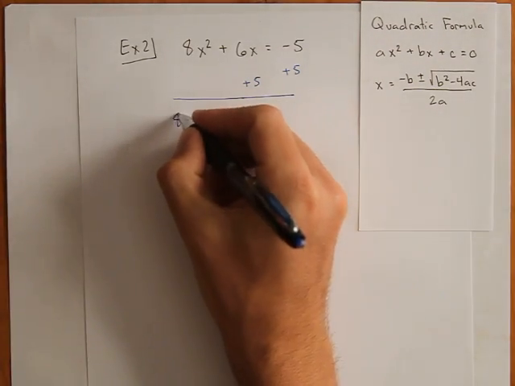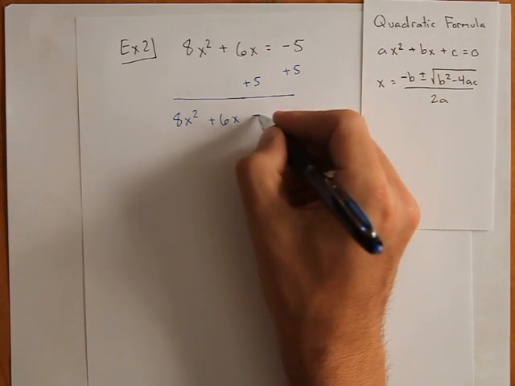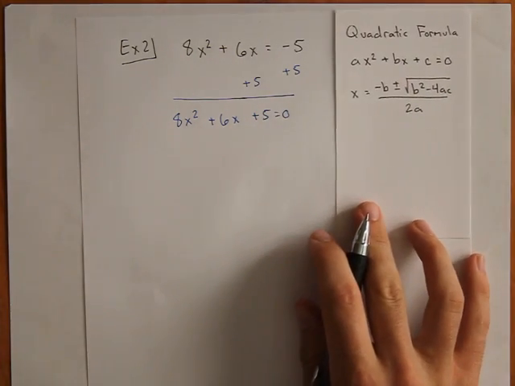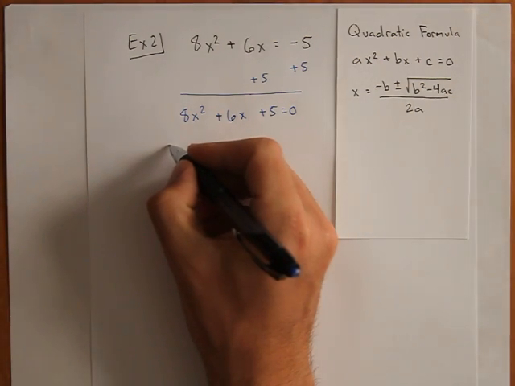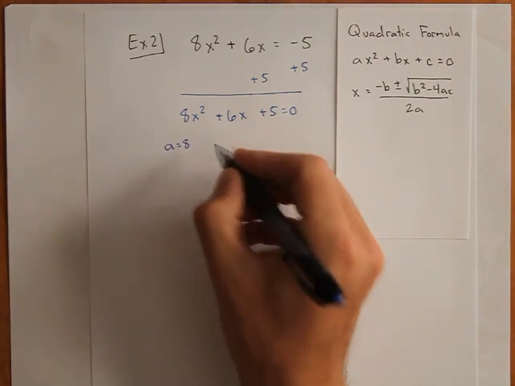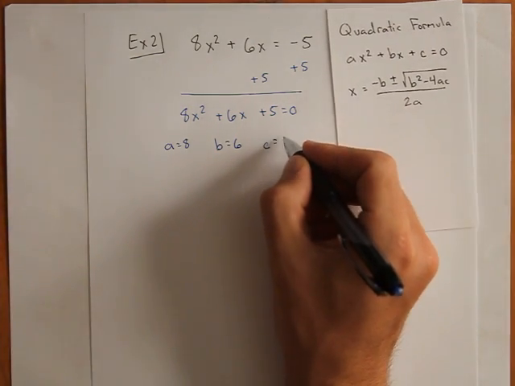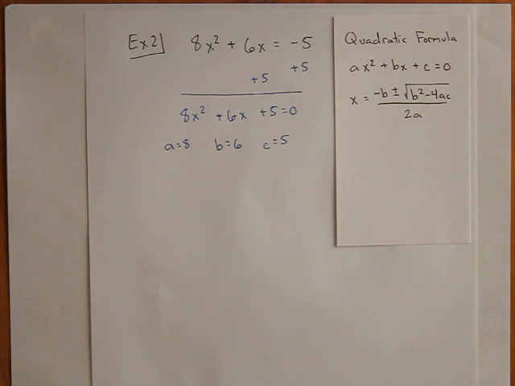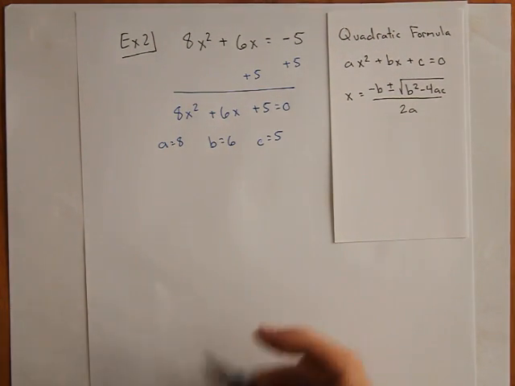And so I end up with 8x squared plus 6x plus 5 equal to 0. And now that it's equal to 0, I can take advantage of the quadratic formula. So my a value is going to be 8, my b value is going to be 6, and my c value is going to be a positive 5, not a negative 5. Okay. Same as before, I'm just going to plug those three values in.